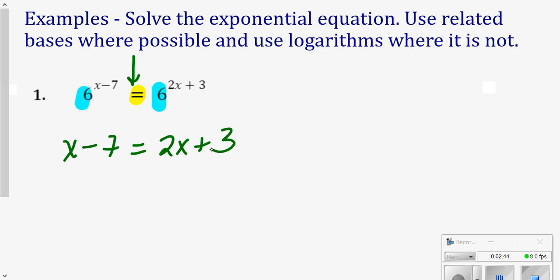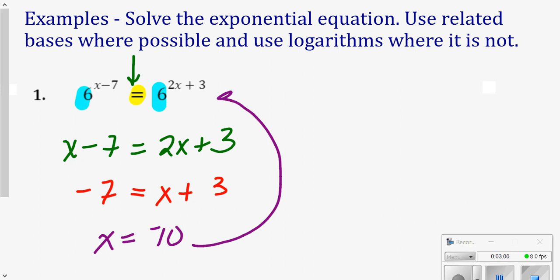This is now a linear equation. We subtract x from both sides. We subtract 6 from both sides, subtract 3 from both sides. And we would get that x is negative 10. Then at the end, you could double check by putting back into the equation that value of x. I'd have 6, and then negative 10 minus 7 would be my exponent. On the other side, I'd have 6 to the 2 times negative 10 plus 3.